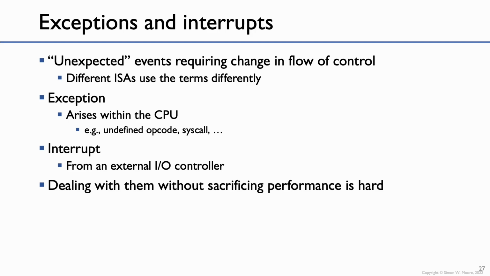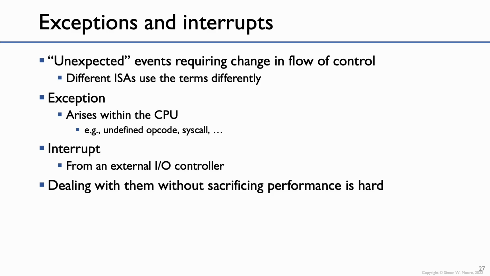Another form of sort of branch or jump are exceptions and interrupts, in that exceptions and interrupts cause a change in the flow of control. They cause the program counter to get updated to start running different code, and typically with exceptions and interrupts, it's some sort of supervisor code. Both are to some extent unexpected events that we want to inform, say, the operating system or runtime to deal with.